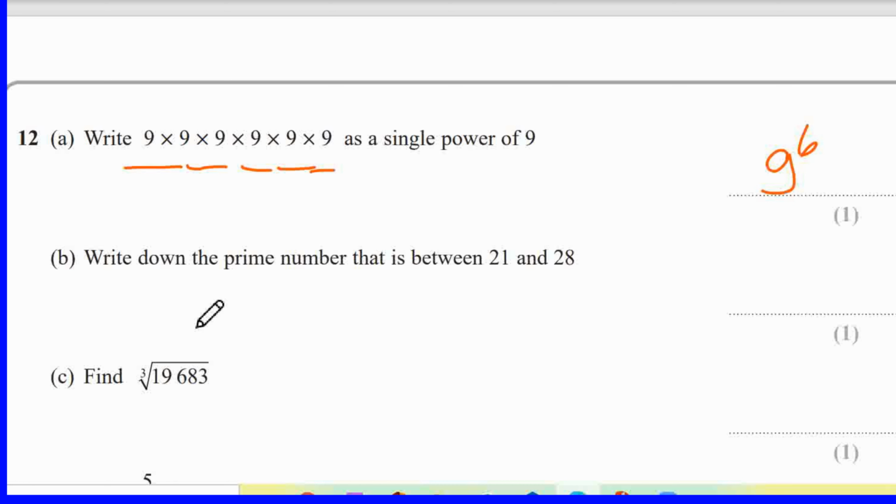12b, write down the prime number that's between 21 and 28. So 22 is an even number, not prime. So we have to aim for an odd number. The only even prime number is 2. So we have to go to 23. 25 is not, because 25 can be divided. 27 is not. So it's 23 only.